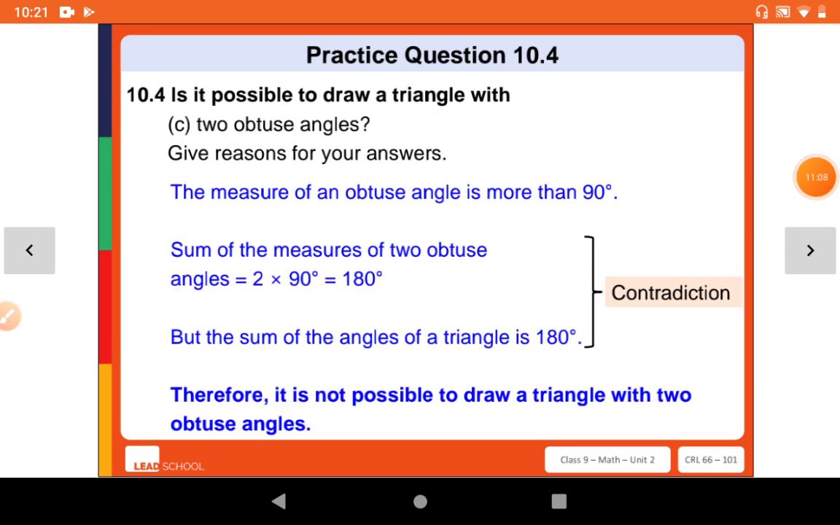Part number C. Is it possible to draw a triangle with two obtuse angles? Give reasons for your answer. First of all, you must know what is an obtuse angle. I think सबको पता होगा, obtuse angle जो होता है वो 90 डिग्री से ग्रेटर होता है और 180 डिग्री से लेसर होता है. दैट मीन्स 91 डिग्री, 92 डिग्री, 93 डिग्री अप टू 179 डिग्रीज.